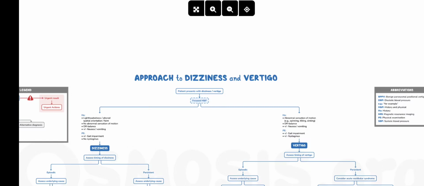Today we'll be discussing the approach to dizziness and vertigo. In the very beginning, I would like to tell you this slide has been taken from the Osmosis website, and without further delay, let's get started.